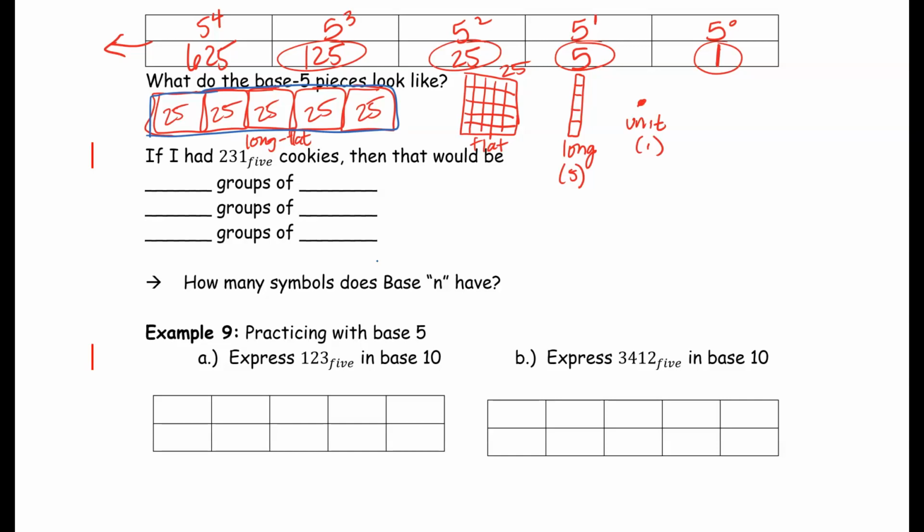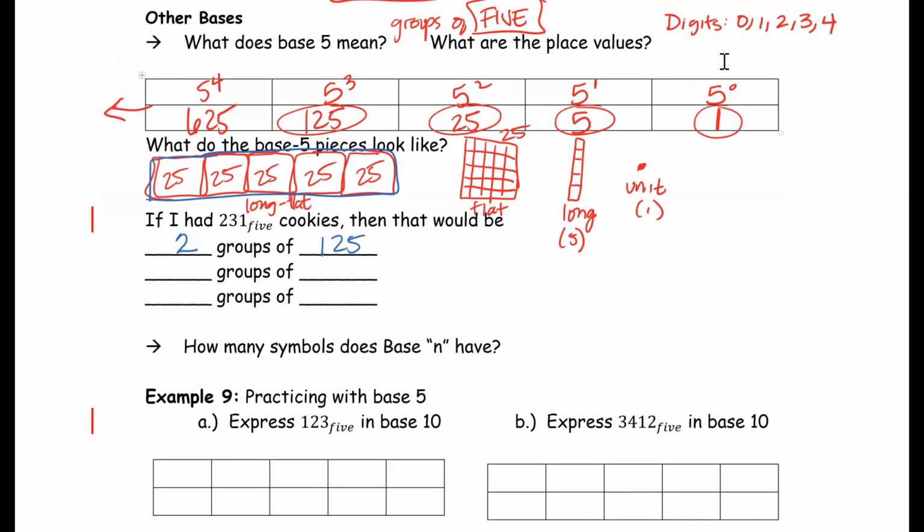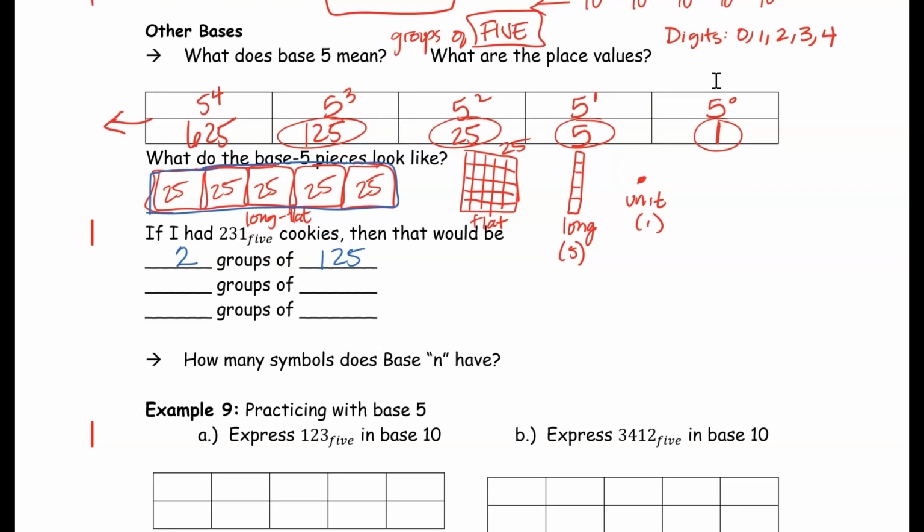So just hang in there with me if you're thinking this is a little weird, because it is, but it's really similar to what we do with base 10. So if I had you say this, 2, 3, 1 base 5 cookies, let me scroll up and write it right on top of these place values so it makes more sense. So I'm going to start with the 1, a 3, and a 2.